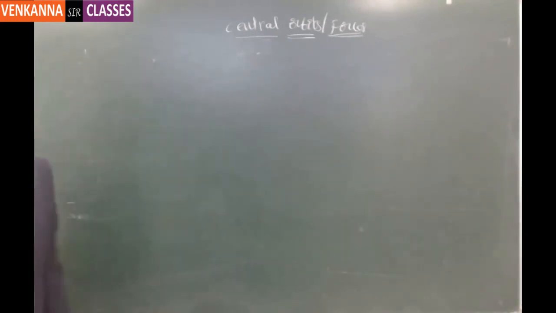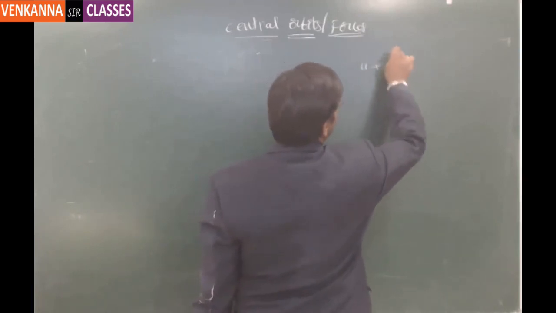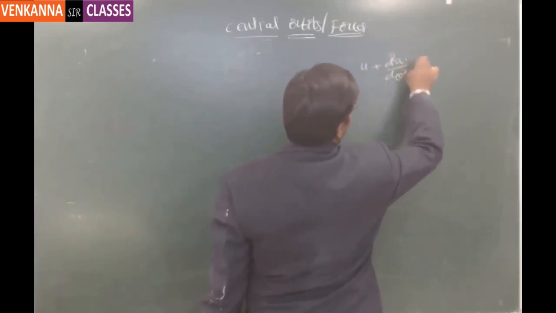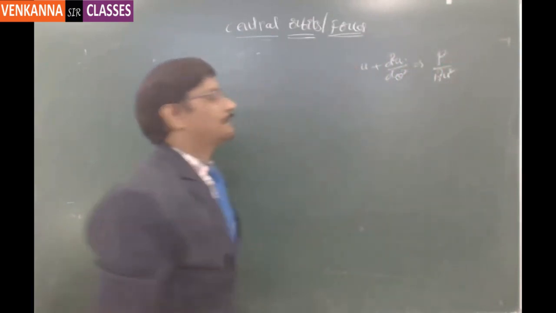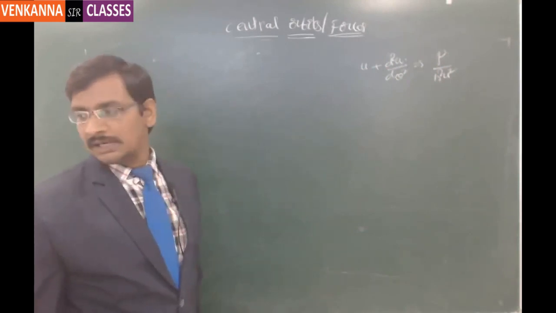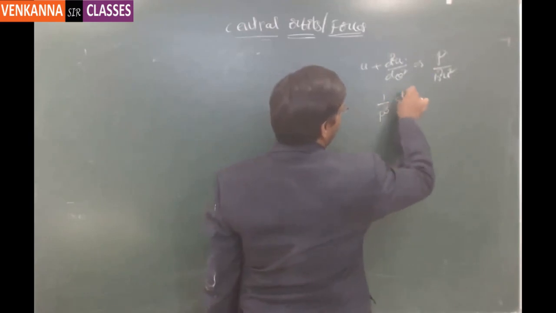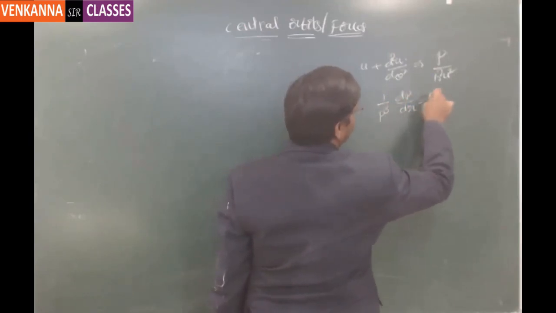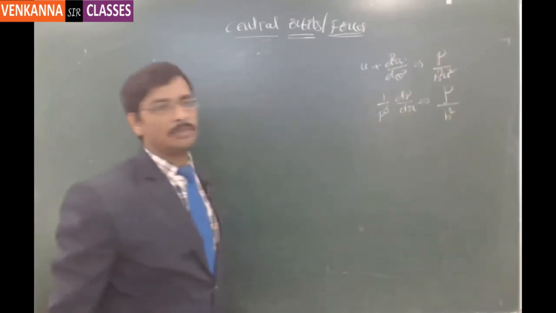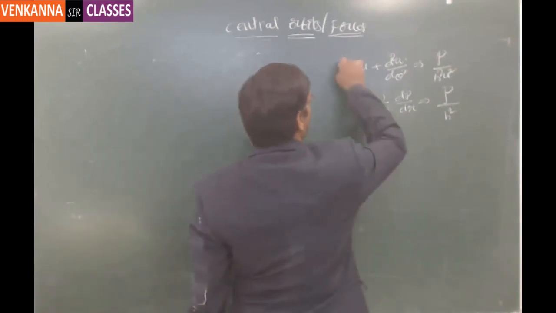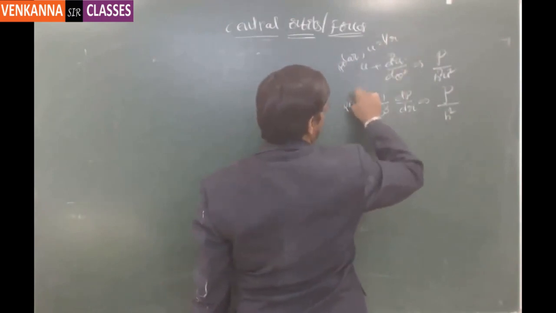So to conclude, what we have learned is that the central orbit is u plus d square u by d theta square equal to capital P by h square u square. This is the law of central orbit, or the path of the central orbit. And the same thing you can express as 1 by p cube into dp by dr is equal to capital P by h square. So this is again the central orbit equation in the pedal form. This one is polar, assuming u is equal to 1 by r, and this is the pedal.